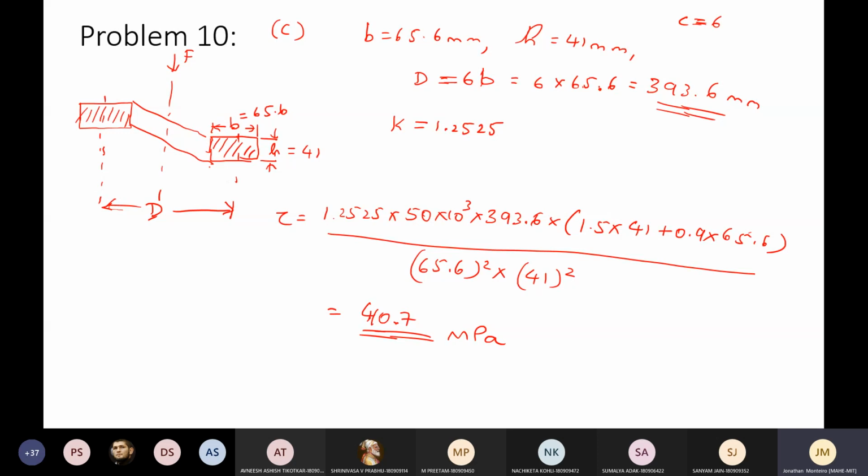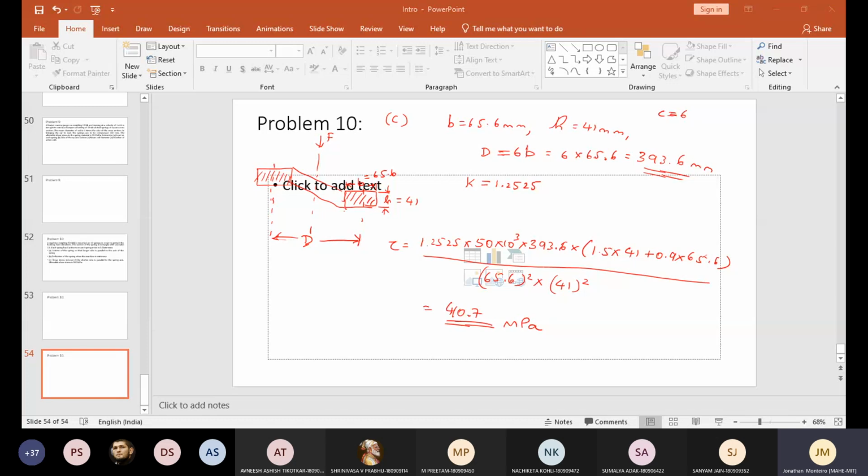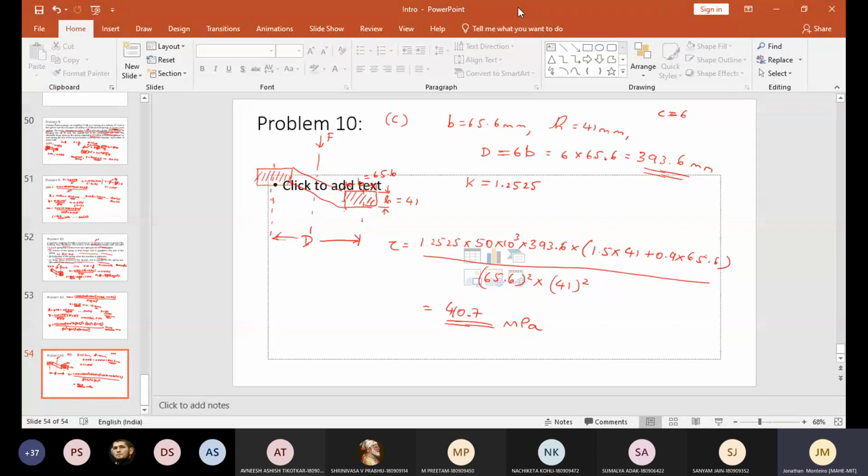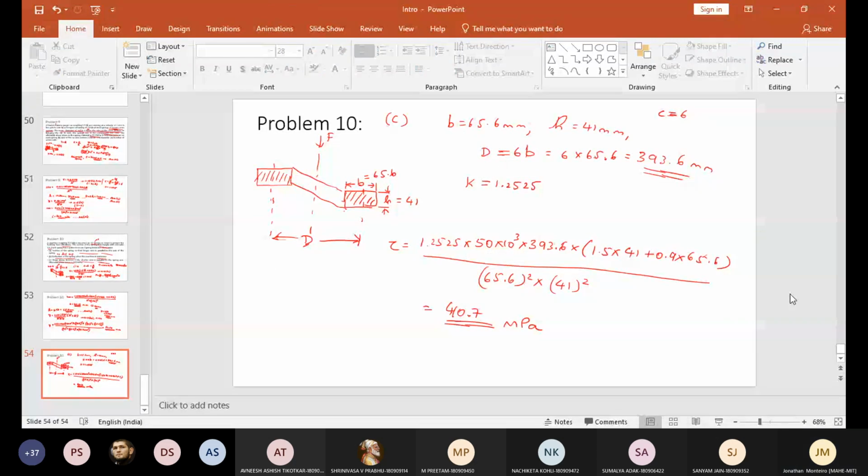Okay, so I think we are done with these problems. Next class we have one more concentric spring problem, and one more problem related to fatigue stress or fatigue loading, repeated loading. So those two problems we'll consider, and that should wind up the helical spring part. Then we can go for the part of flat springs.